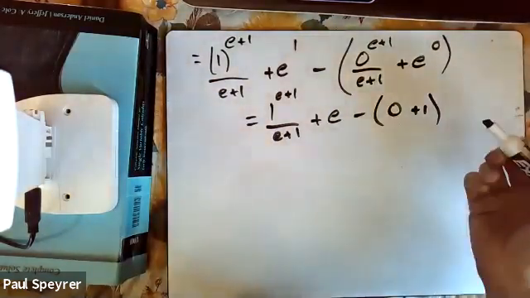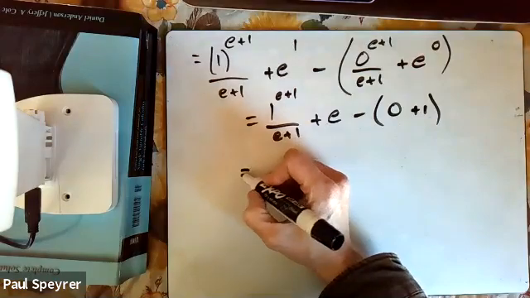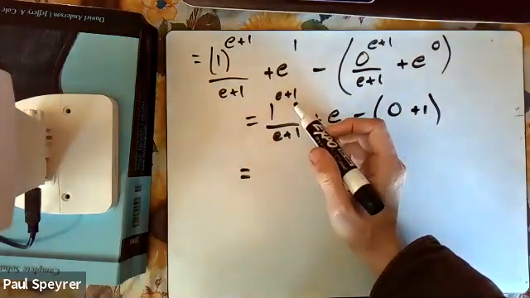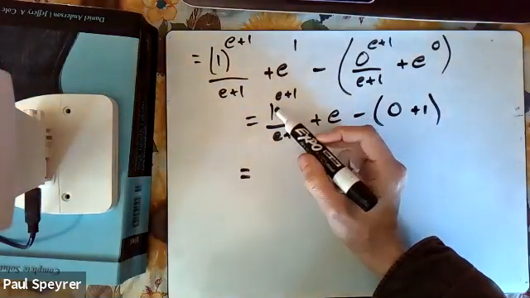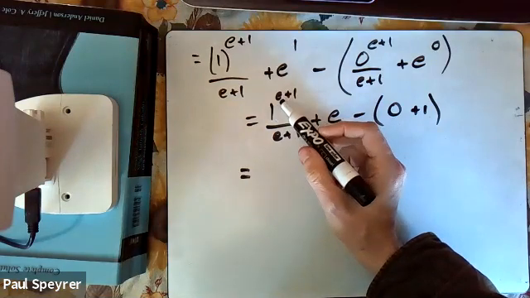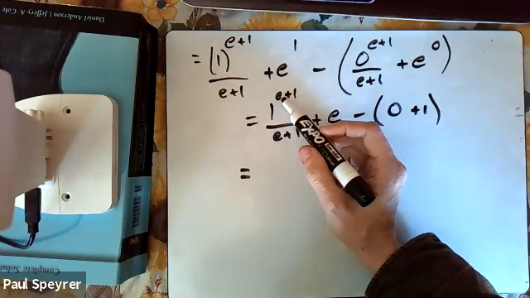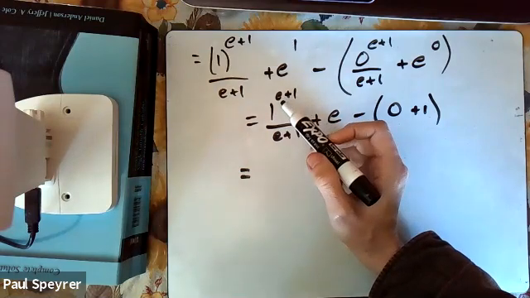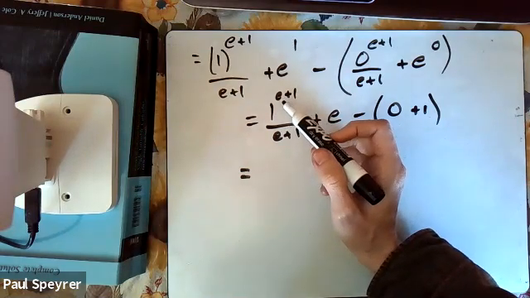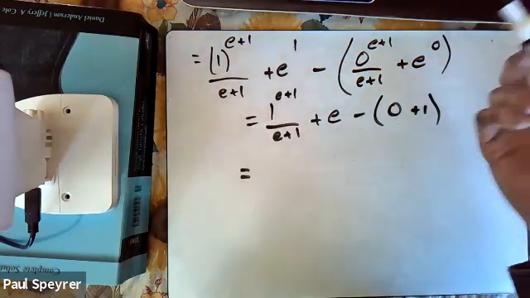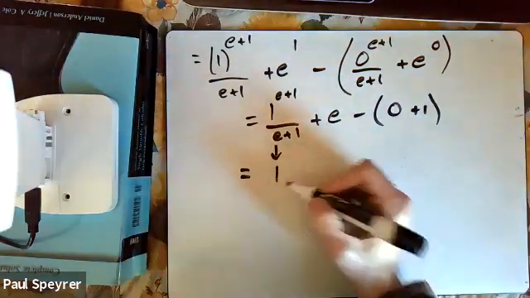Now, can we take this a little further? We actually can because 1 to the e plus 1 over e plus 1. If you take 1 and raise it to some number, it doesn't matter what that number is, right? Like, what's 1 to the 5th? 1. 1 to the 1000th, 1. 1 to some decimal, it doesn't matter. It's still 1. This is equal to 1.